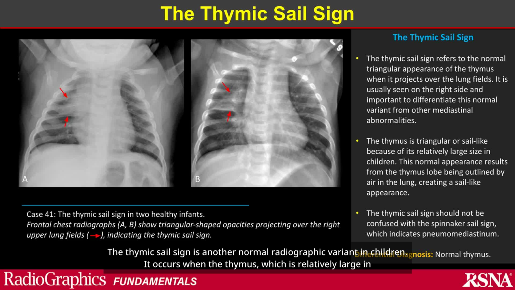The thymic sail sign is typically seen on the right side, and it must be distinguished from the spinnaker sail sign, which indicates pneumomediastinum. When identified, the sail sign confirms a benign thymic contour, avoiding unnecessary alarm.